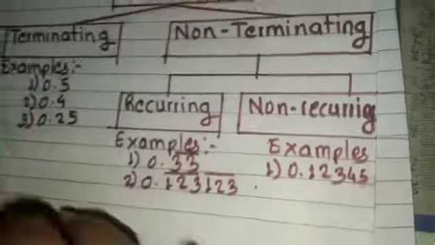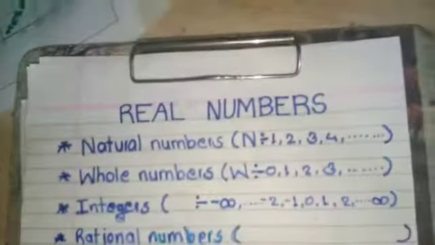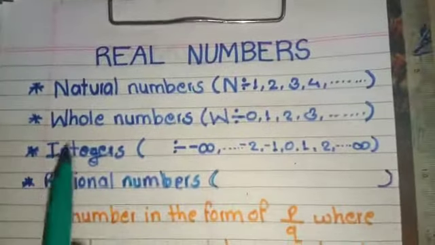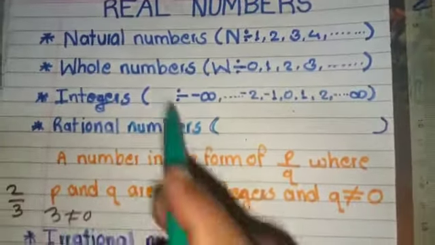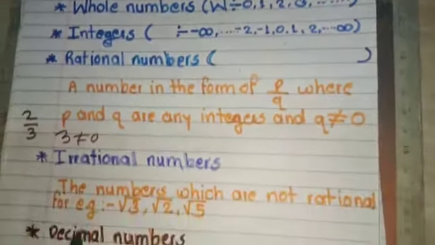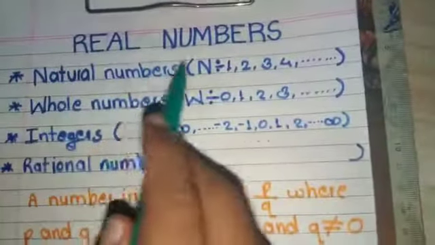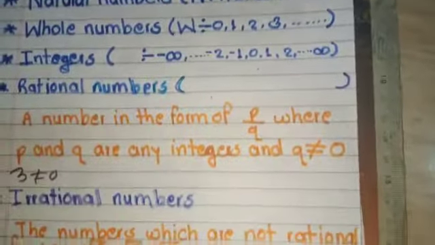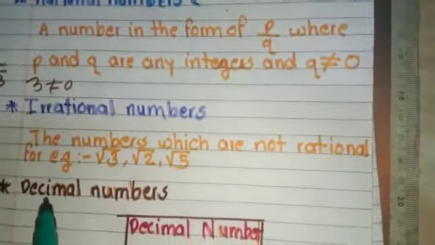I hope you understand the concept of real numbers, that is all numbers which we can represent on the number line, and all of these which I told now will come into the concept of real numbers. So this was the introduction of your first chapter, that is real numbers.